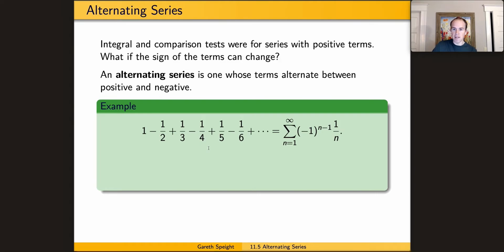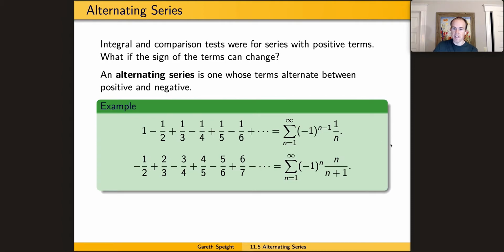And if we had to write that in sigma notation, it would be the sum of (-1)^(n-1) times 1 over n. So here the (-1)^(n-1) captures the alternating sign. For instance, if you plug in n equals 1, you're going to get negative 1 to the 0, which is 1, so it's a plus. If you plug in n equals 2, you'll get negative 1 to the power of 1, which is minus, so you get a minus and so on.